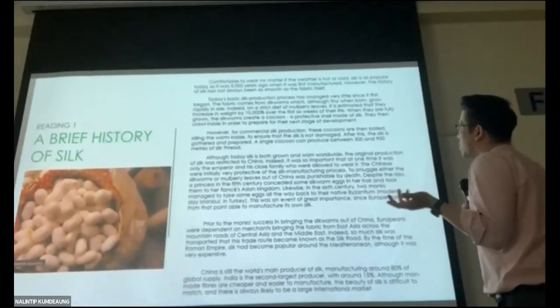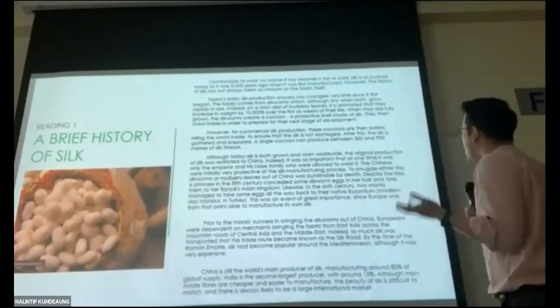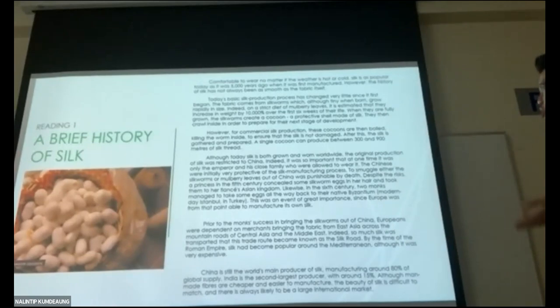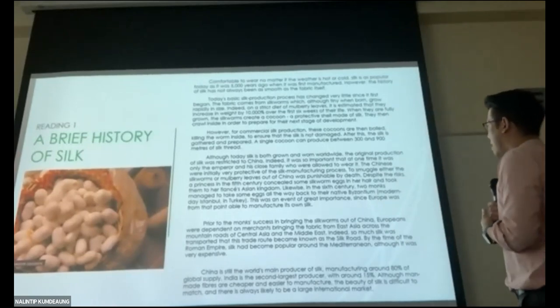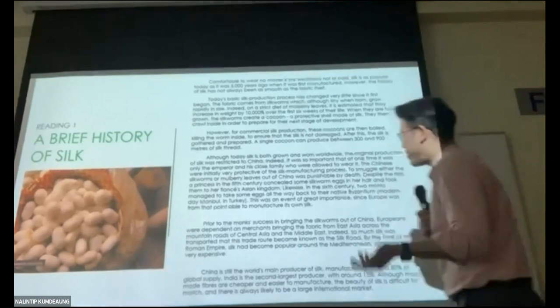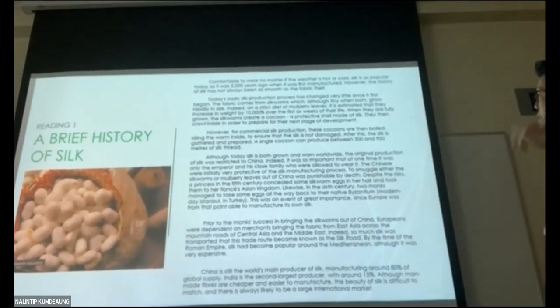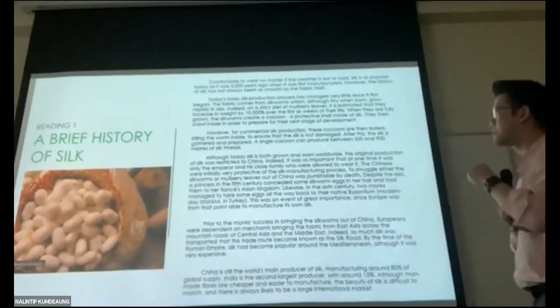However, for commercial silk production, these cocoons are then boiled, killing the worm inside to ensure that the silk is not damaged. After this, the silk is gathered and prepared. A single cocoon can produce between 300 to 900 meters of silk thread.